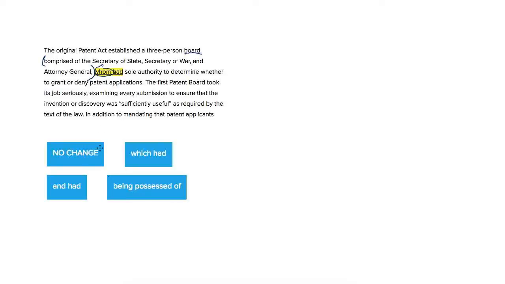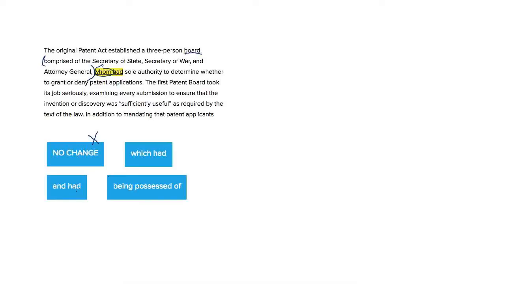So let's go through our answer choices now. One option is no change. We want to ask, is this board a person or not? If the board is a person, then we want to use who or whom to refer to it. But if it's not a person, we want to use which. Since the board is not a person, it's made up of people, but it's not a person itself, we can't use whom or who. We have to use which. So for that reason, no change is not one of our options. Which had seems like it could work. Let's come back to that in a second.